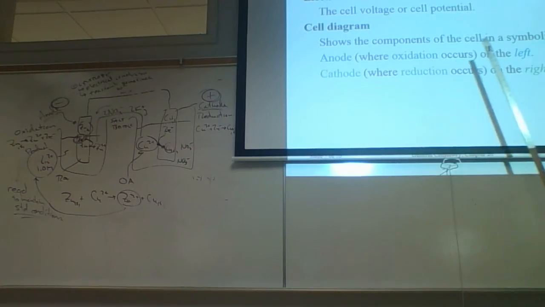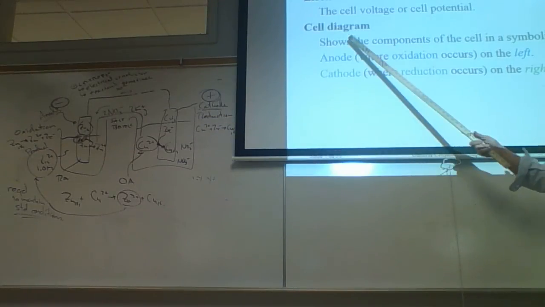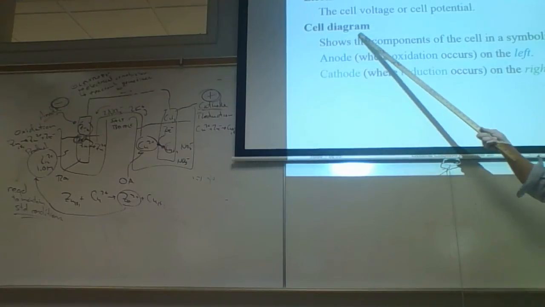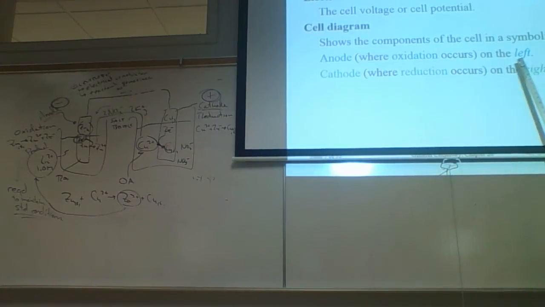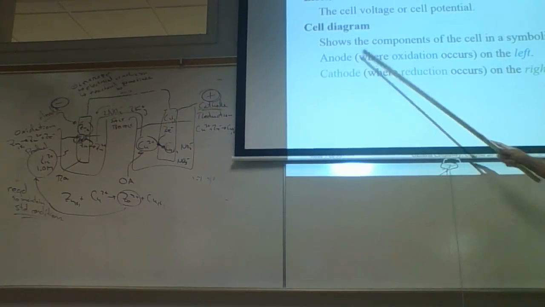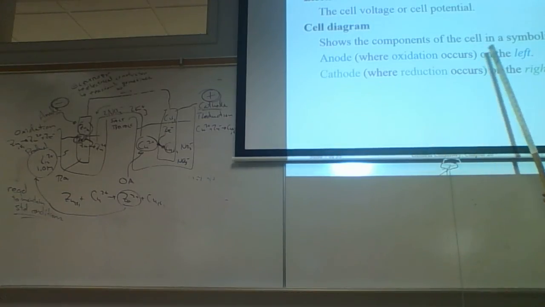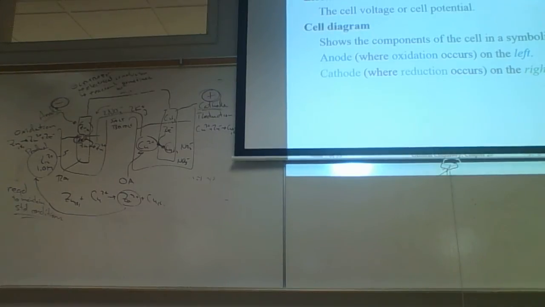This is a pretty involved drawing. We could do this as shorthand. The shorthand representation of that drawing is called a cell diagram. It just shows the components of the cell in a symbolic way. The anode, again, is where oxidation occurs, and the anode is usually written on the left because we want electrons flowing left to right. The cathode is usually written on the right. In cell diagrams, it's always that way.